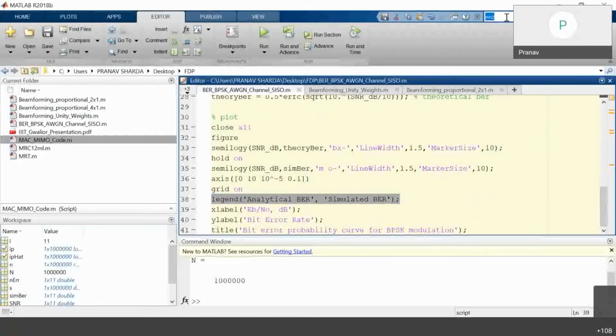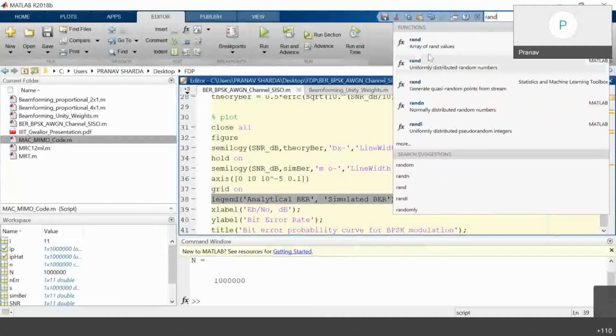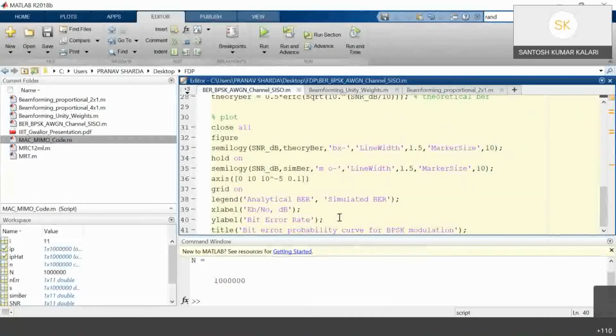Just see my cursor. If you want clarification regarding specific commands, you can go to the help section here. Like I am typing something like RAND. Okay, so you will get details of the corresponding command. So there is a help section in MATLAB. I have opened it for you. Can I move further to the next code?